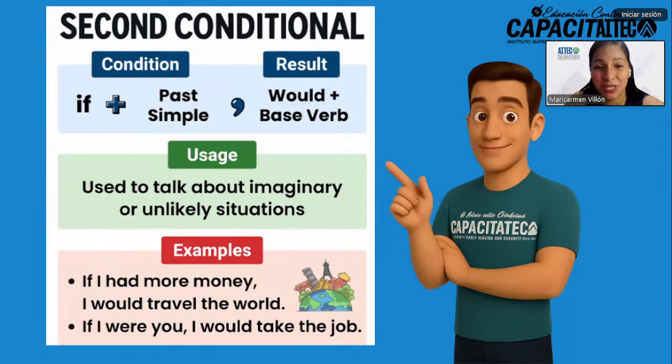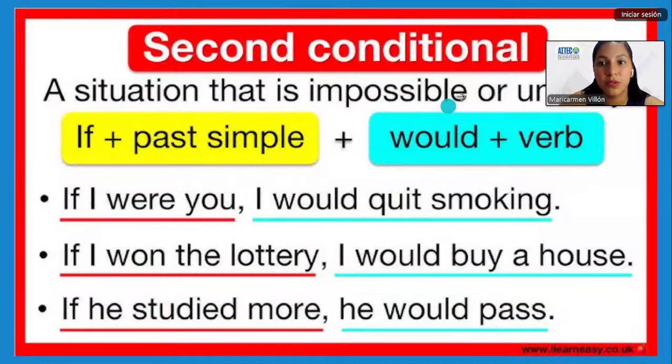Okay, remember this is imaginary, so no es real, es imaginaria. If I were you, I will take the job. Si yo fuera tú, yo tomaría el trabajo. Okay, so that's really easy as well. Aquí tenemos entonces nuevamente su forma, la estructura, dijimos que es una situación imposible, imaginaria, no real. Esta es su forma, está el if, la condición va en pasado simple, el resultado va con el uso de would. Entonces vean ustedes, if I were you, I would quit smoking. Si yo fuera tú, yo dejaría de fumar.